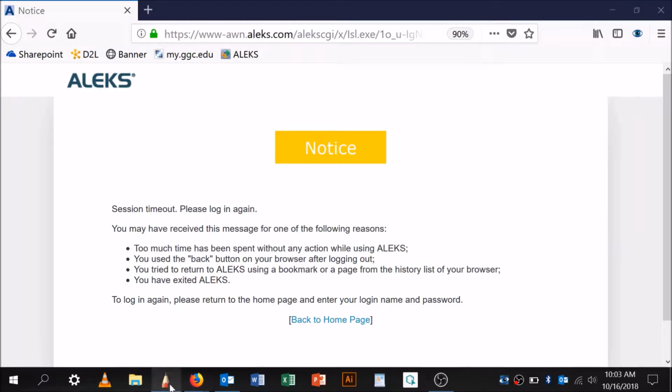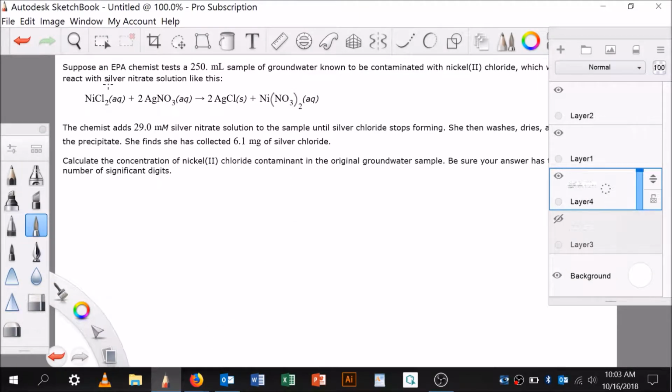Oops, lost it. Right, timed out. Fortunately, I had saved it over here. So that first paragraph I didn't copy and put over here, but the rest of it I did.